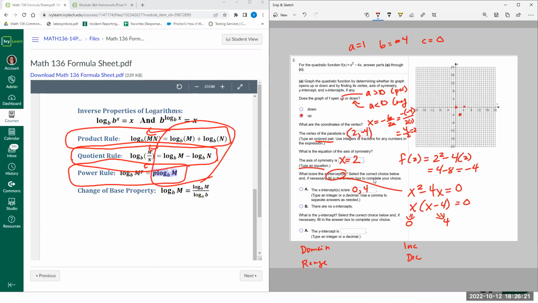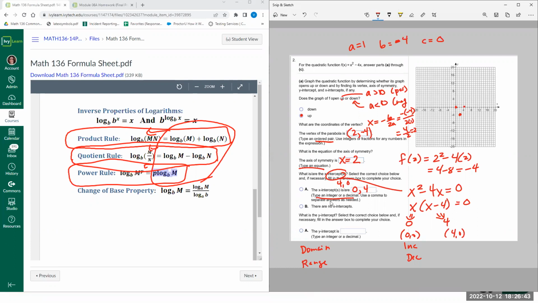So you could list them in either order, 0 and 4 or 4 and 0. It just says type an integer or decimal. It doesn't say ordered pairs, so it doesn't want ordered pairs. If you gave the ordered pairs (0, 0) and (4, 0), MATLAB is going to count that incorrect. So that's the x-intercepts. Then the y-intercept.